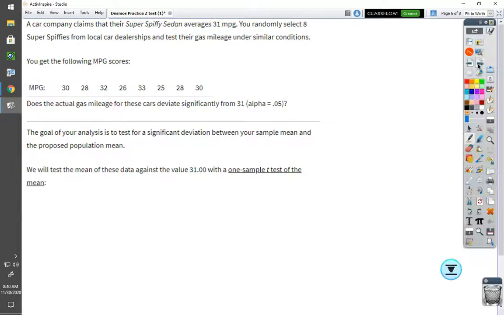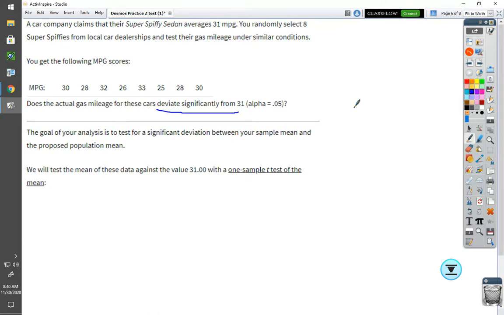Let's look at a question. A car company claims that their super spiffy sedan averages 31 miles per gallon. You randomly select 8 super spiffies from the local dealership, and you test their gas mileage under similar conditions. Here are the scores that you get. Does the actual gas mileage of these cars deviate significantly? It doesn't say, is this average less or greater? It says, does it deviate, meaning, is it higher or is it lower?